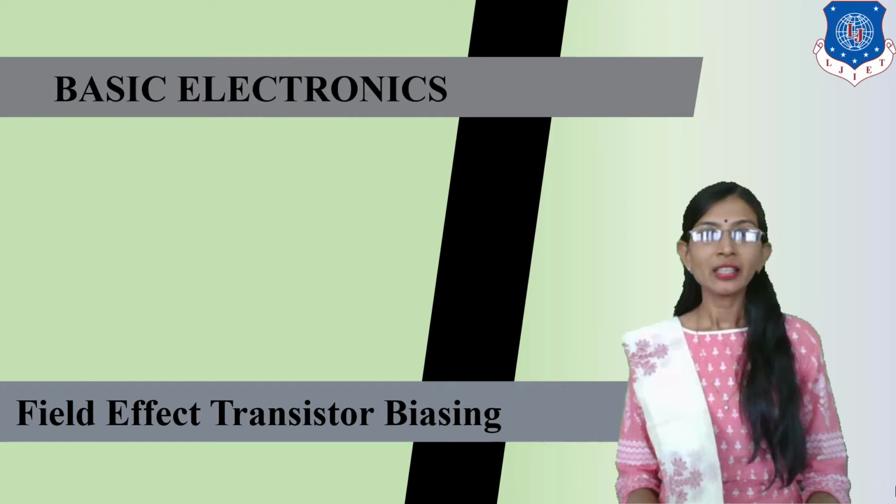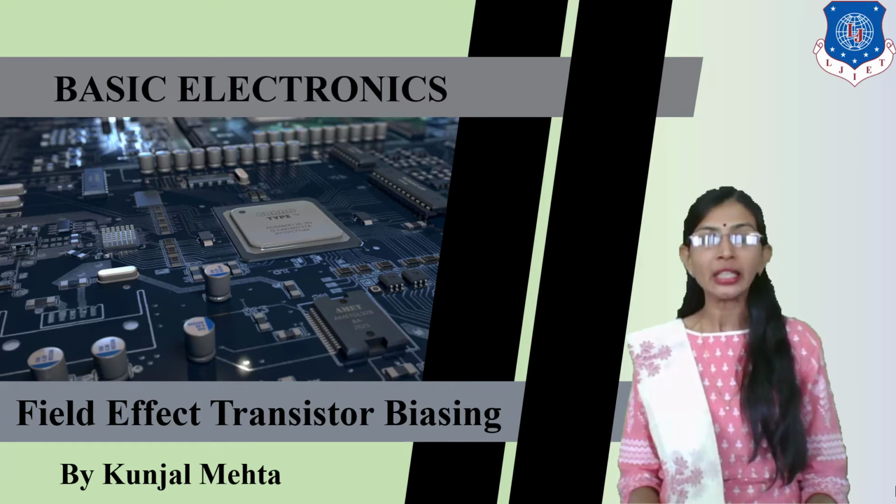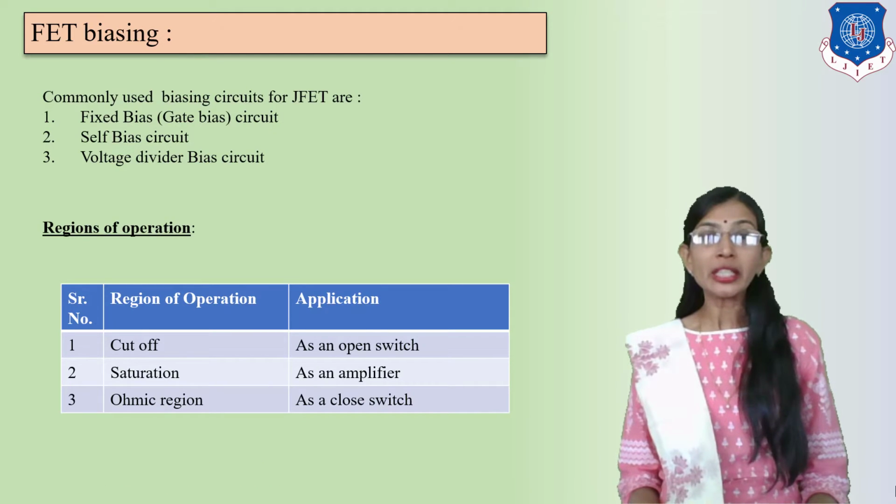Hello everyone. Let's continue with the basic electronics video lecture sessions. In today's session, we will continue with the topic of FET biasing. That means we have studied the topic of junction field effect transistor and two types, N-channel JFET and P-channel JFET. So let's take one of the types of FET and we will connect the batteries as per the requirement of biasing types. So first of all, dear students, what is the FET biasing?